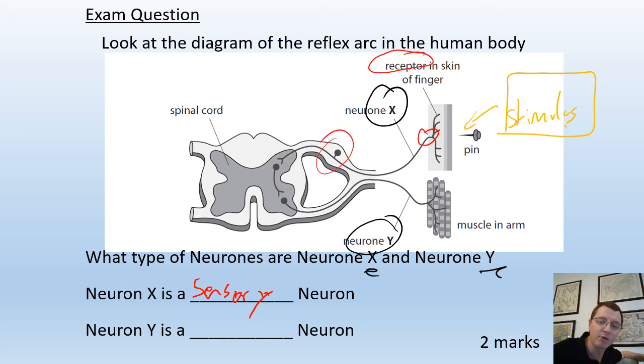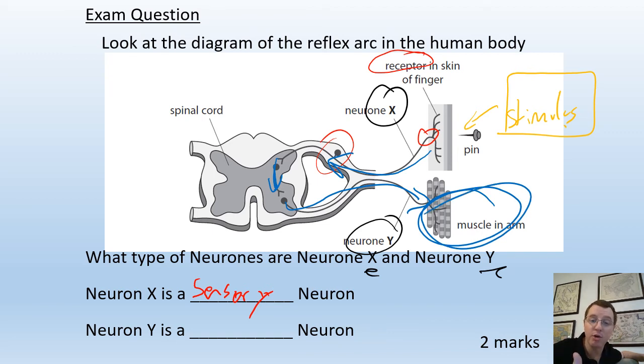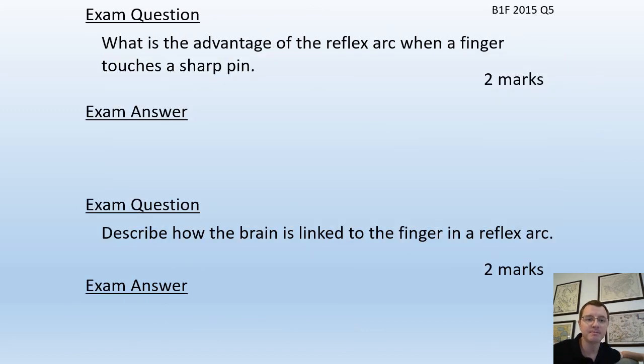So that electrical nerve impulse will travel down the sensory neuron, across the synapse, through the relay neuron, and then to the final neuron, which is linked in with the muscles in your arm. So that third neuron, neuron Y, must be a motor neuron. Again, try these questions. I'll pause the video for a moment and then I'll give you the answers.